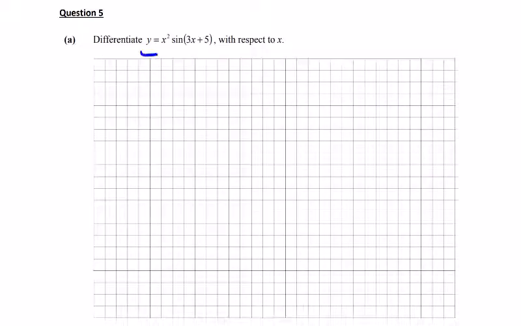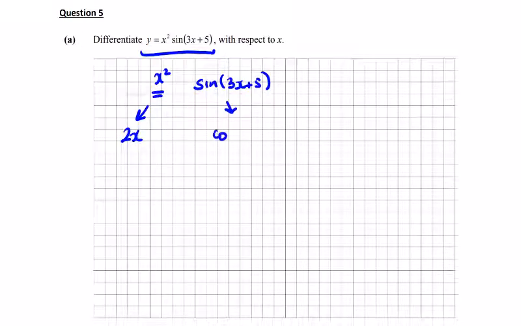Question 5 starts with this differentiation. So the product, we can see here x squared is one of the products and sine 3x plus 5 is the other. So differentiate both. 2x. Sine goes to cos, so we're going to end up with cos 3x plus 5 times the differentiated angle, which is times 3. We can put the 3 in front, 3 cos 3x plus 5.